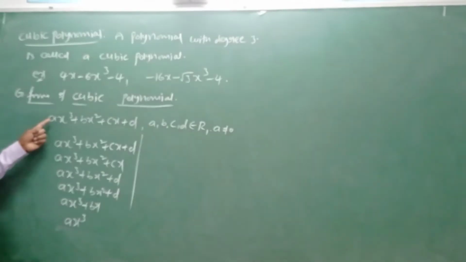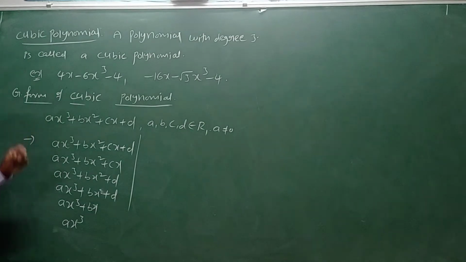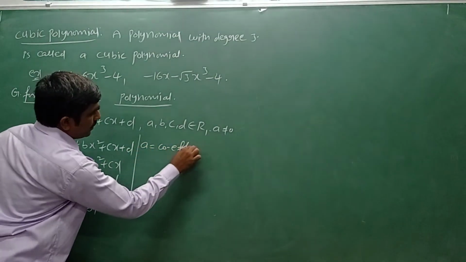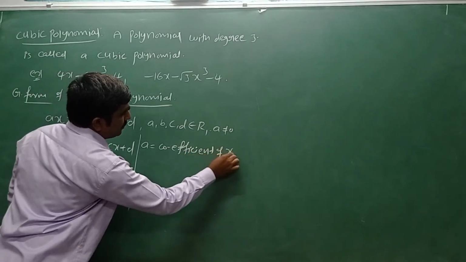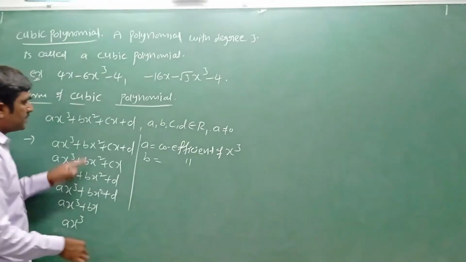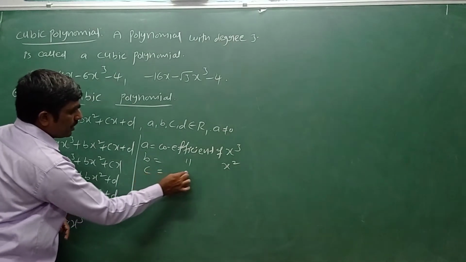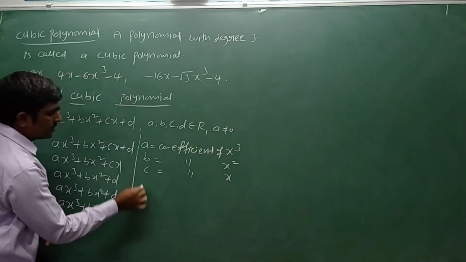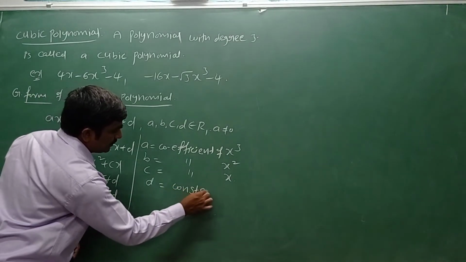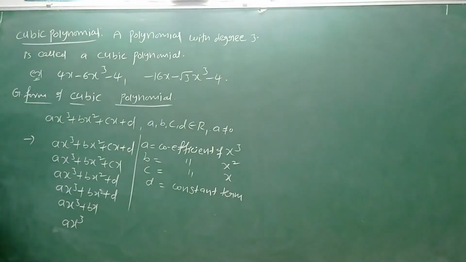Here, what is meant by a? A is a constant which is the coefficient of x cube. What is b here? B is the coefficient of x power 2. What is c? The coefficient of x. Whereas d is the constant term, or we can say the coefficient of x power 0.